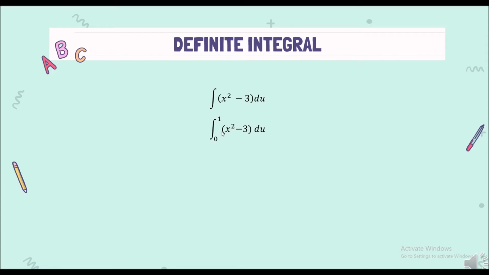So integrate: x to the power of 3 over 3 plus 3x, and substitute the limits 0 and 1. That is 1 to the power of 3 over 3 plus 3, minus 0 to the power of 3 over 3 plus 3 times 0. And the final answer is 10 over 3. This is the difference from the indefinite integral: the final answer will be a value.